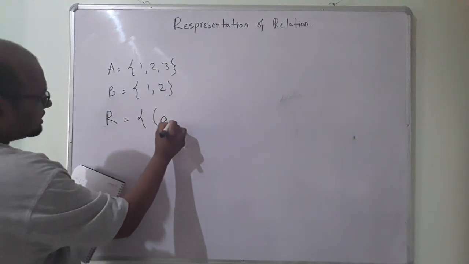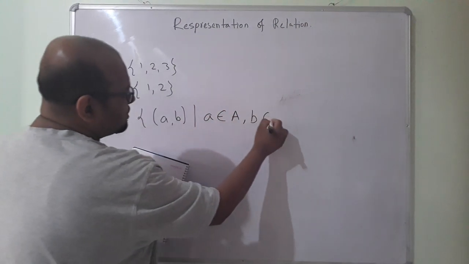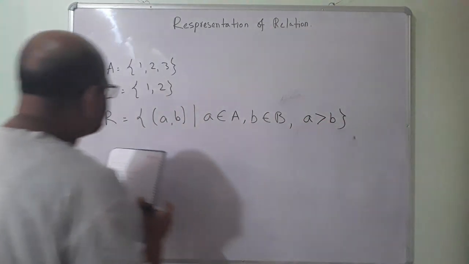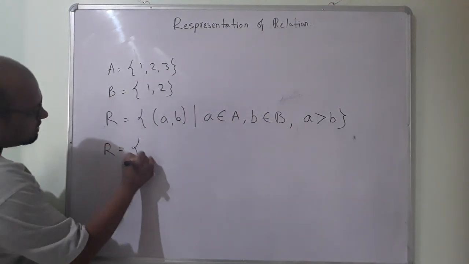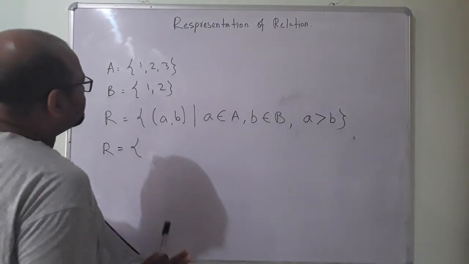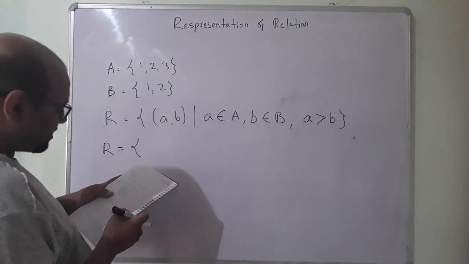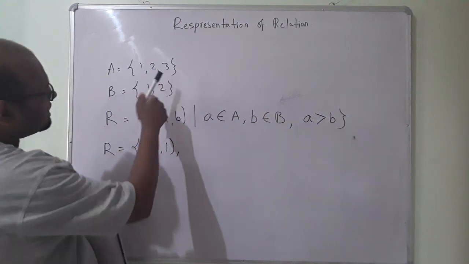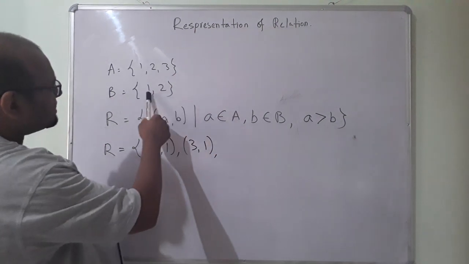Let us define the relation R. It has all the (a, b) such that a belongs to the set A, b belongs to the set B, and a is greater than b. So what will be in this relation? This relation will contain the ordered pairs. (1, 1): is 1 greater than 1? No, it's not, so (1, 1) will not be there. (2, 1): is 2 greater than 1? Yes, so (2, 1) would belong to the relation. Is 3 greater than 1? Yes, so (3, 1) will belong to the relation. Is 3 greater than 2?